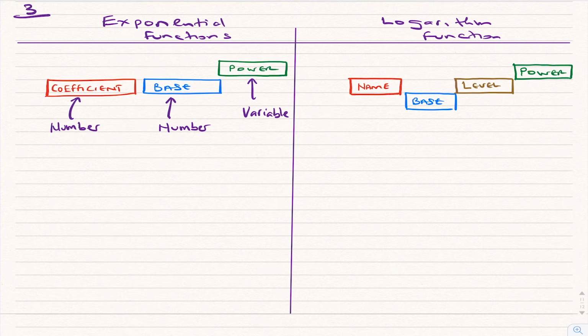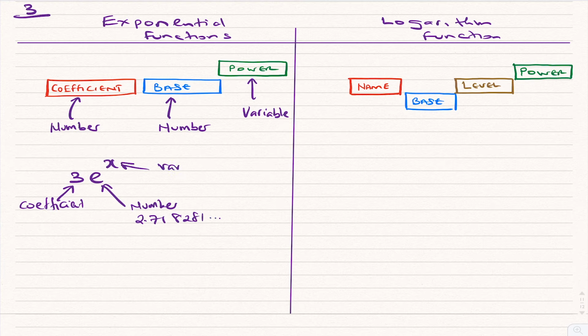In this case, a good example would be 3e to the power of x. We all know what e is. e is a constant number. So if I write e down, 3 is the coefficient, e is the number, which in this case is 2.718281, and it goes on. And x is the variable. So that's a typical exponential function.